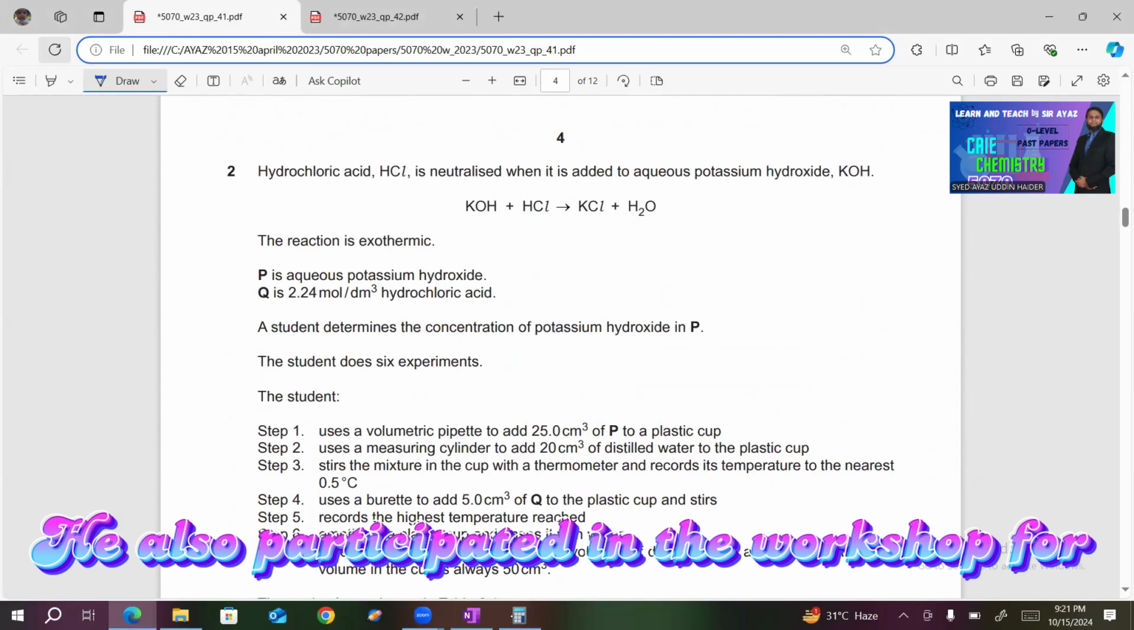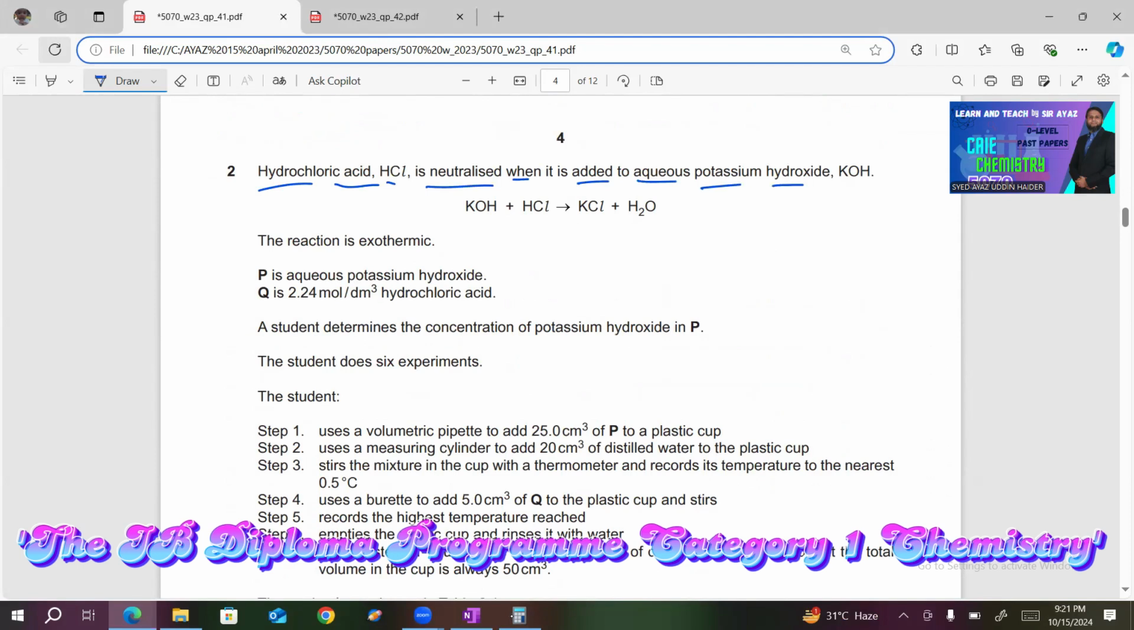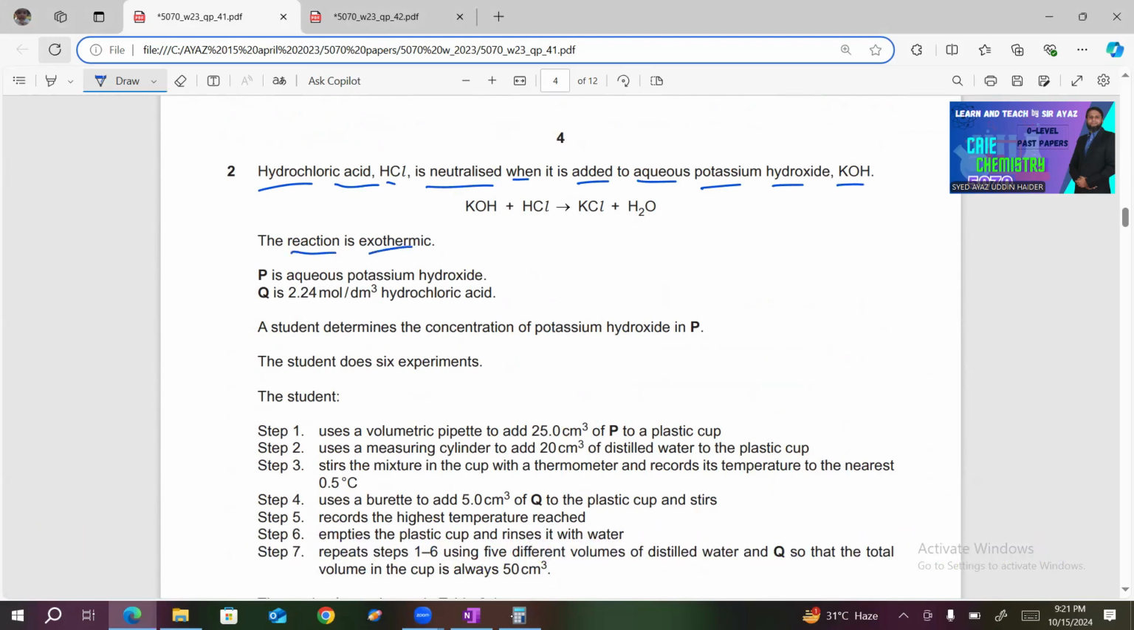Moving to next question, hydrochloric acid, HCl, is neutralized when it is added to aqueous potassium hydroxide, KOH. Here's the reaction equation. KOH plus HCl gives KCl plus H2O. The reaction is exothermic. P is aqueous potassium hydroxide. Q is 2.24 mole per dm cube hydrochloric acid. The student determines the concentration of potassium hydroxide in P.